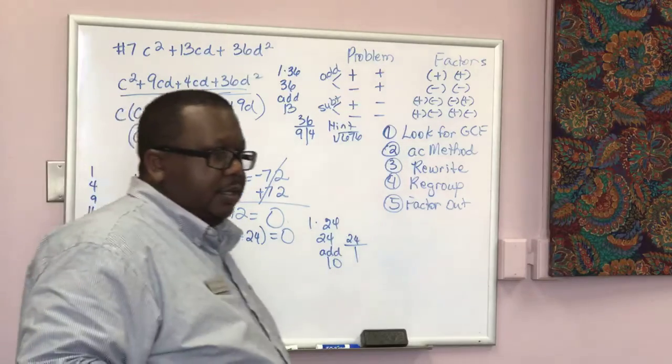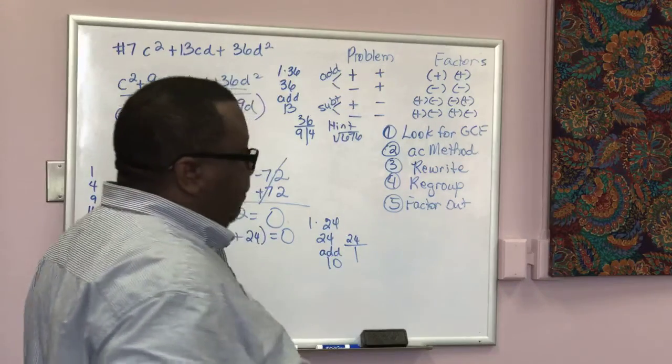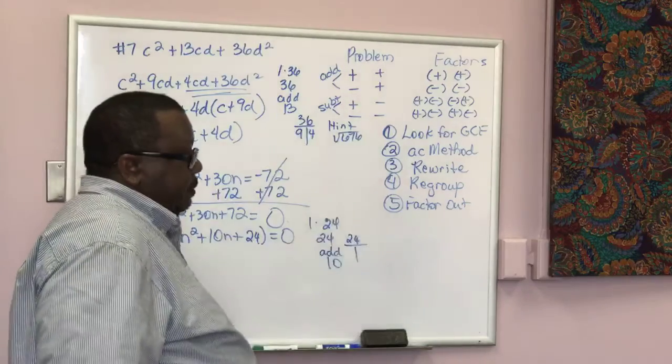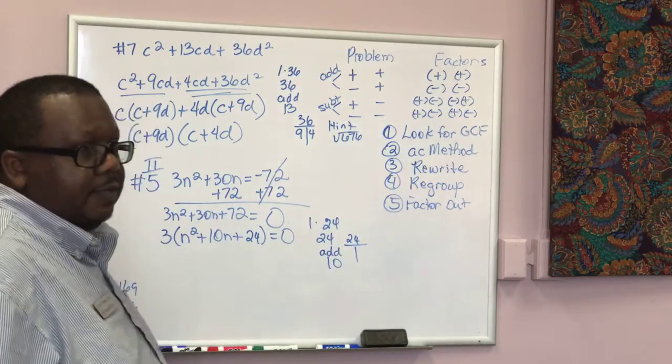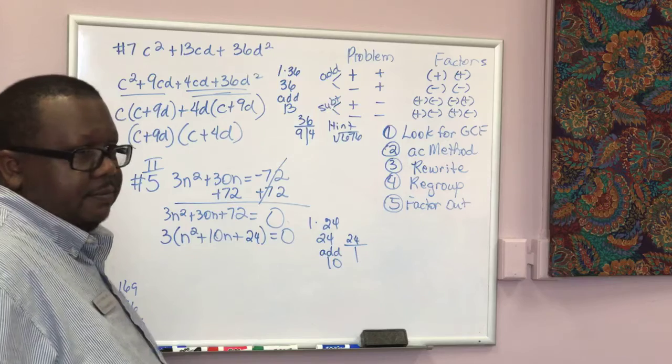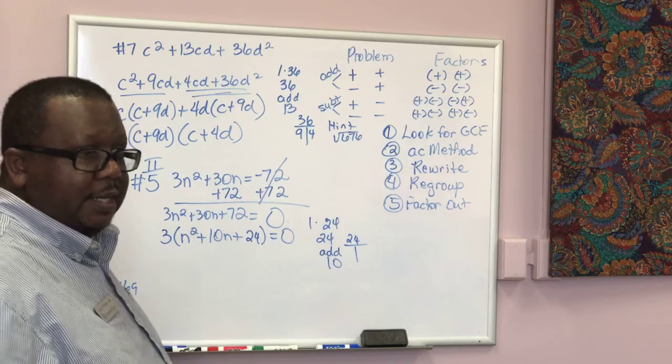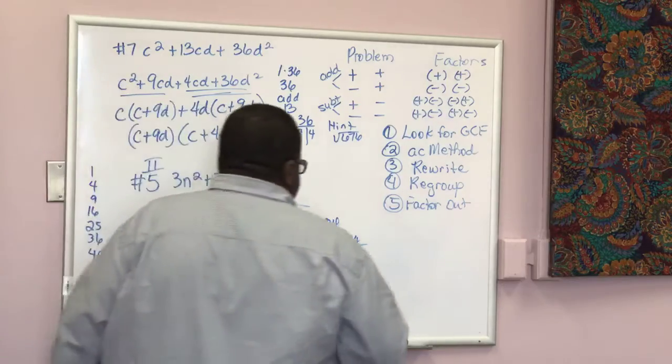Remember, the signs will be the same. It'll be plus plus, or minus minus. So we add to get a positive, it's going to be plus plus. For 24, to get 10: 4 and 6. You see what we're doing? It's going to be 4 and 6, all right?